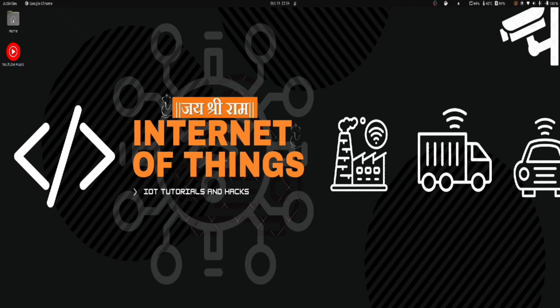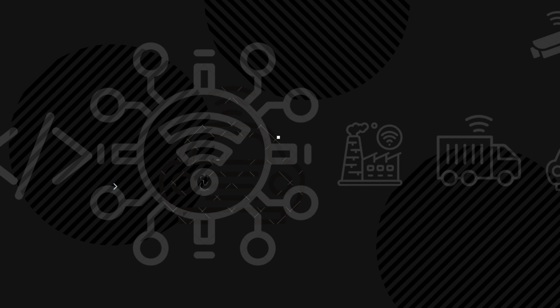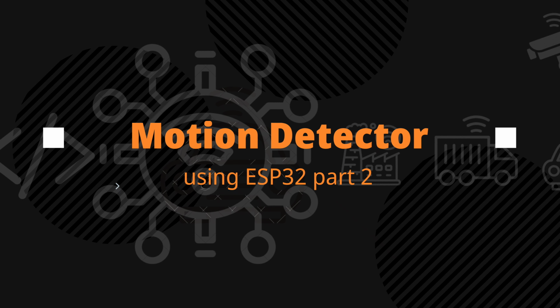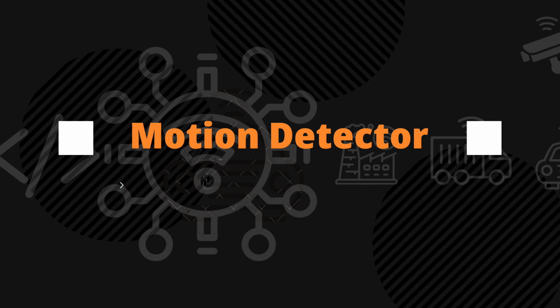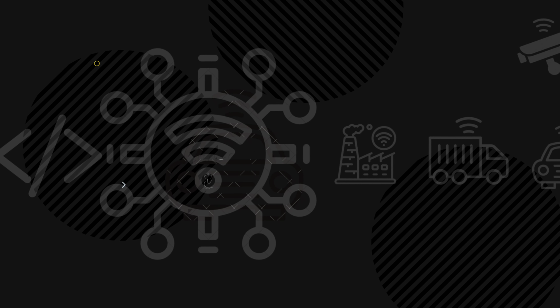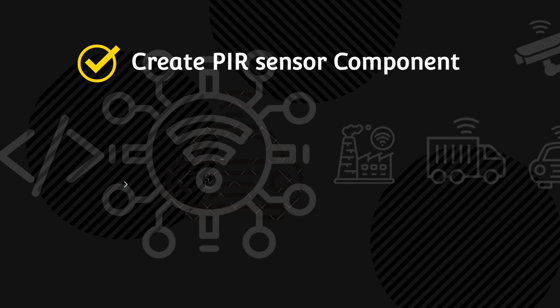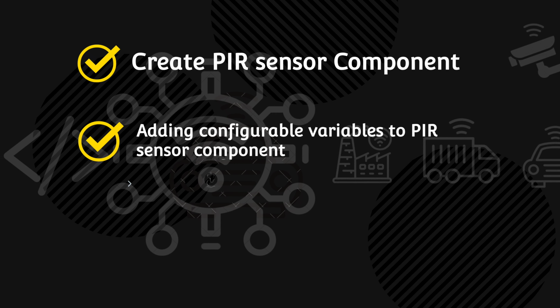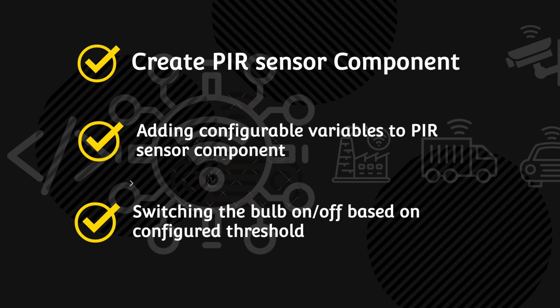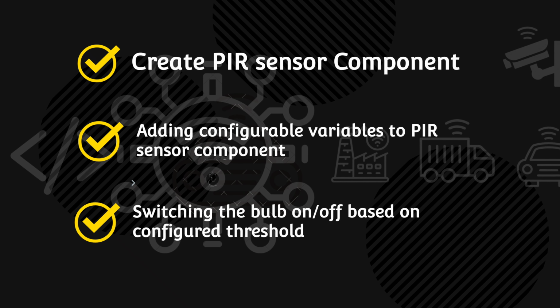The Playground series will have less theory and more of coding. So without delaying, let us get started with part 2 of the motion detector using ESP32. As mentioned in the part 1 of the video, this session will be divided into three main parts: creating the PIR sensor component, adding the configurable variables to the PIR sensor component, and finally switching the bulb on and off based on the configured threshold.